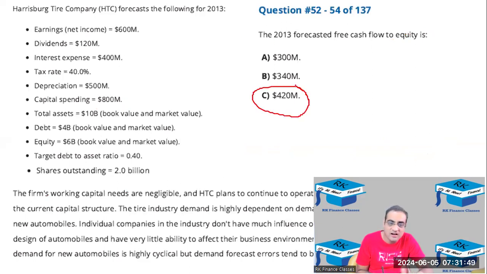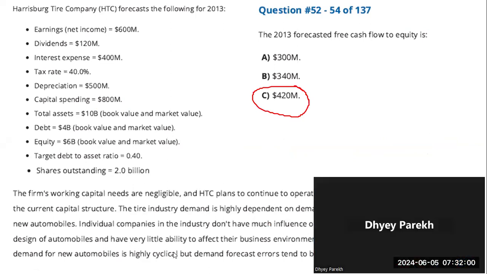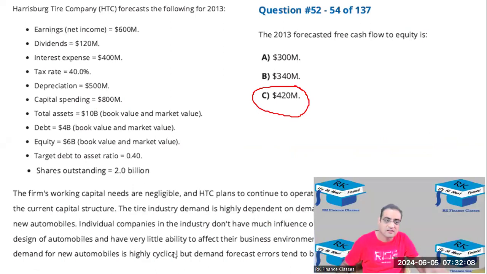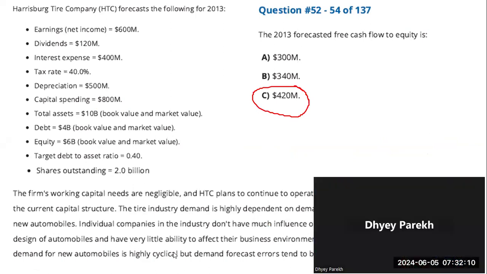Over here there was only one answer for this, 420. I didn't quite understand, you did B and then A, where were you confused? No, sir. Actually, first I took FCFF, but then I read it as FCFE. So I changed my answer to 300. I didn't consider that net loan because it was given that current capital structure, and I had a doubt that with the current capital structure, no new loan will be taken. That's why I didn't consider the net loan.